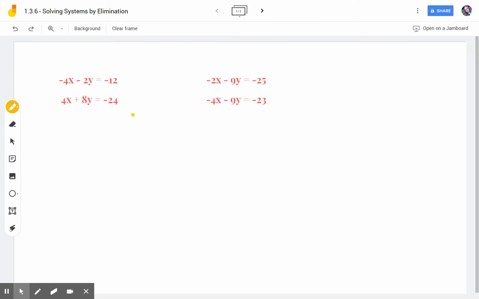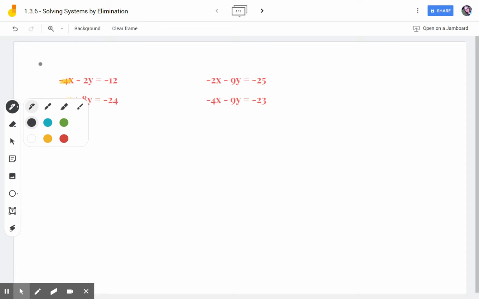So here we want to review learning target 1.2.6b, solving by elimination. And remember that your first step on these problems is to find the matching variables. So in this first problem, I see that the x's have matching coefficients. This first equation has negative 4x, the second has positive 4x.